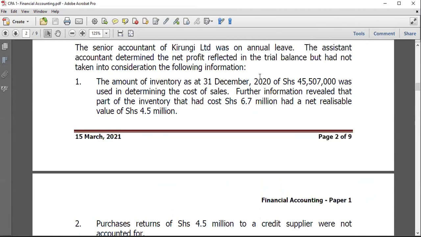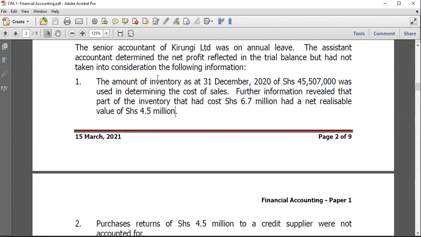So they go ahead to tell us that the amount of inventory as at 31st December 2020 of shillings 45,507,000 was used in determining the cost of sales. Further information revealed that part of the inventory that had cost 6.7 million had a net realizable value of 4.5 million.